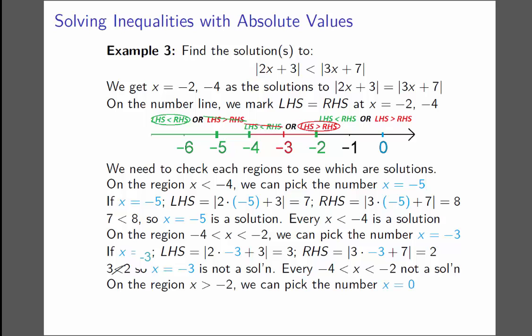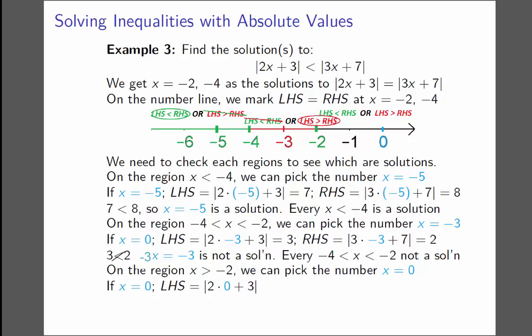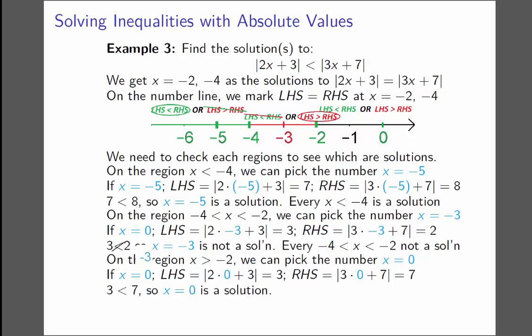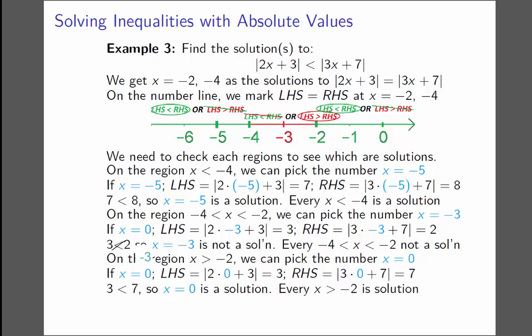Finally, we need to check the region x is bigger than -2. Here, we can pick the number x equals 0. If x equals 0, the left-hand side is the absolute value of 2 times 0 plus 3, which is 3. The right-hand side is the absolute value of 3 times 0 plus 7, which is 7. Since the left-hand side is less than the right-hand side here, x equals 0 is a solution. And because x equals 0 is a solution, every value of x bigger than -2 must be a solution as well.